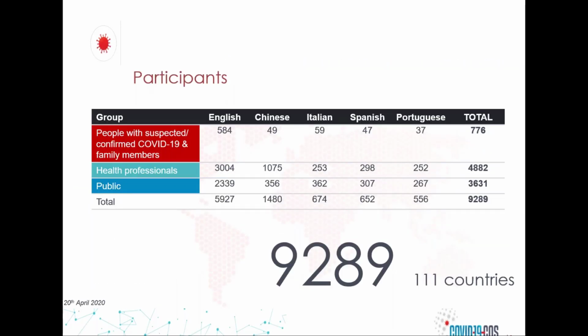So we can see that there's lots of variability and inconsistency in the outcomes that are reported. So this is a snapshot of the results from the International Delphi survey, where we included 776 people with suspected or confirmed COVID-19 and family members, 4,882 health professionals, and 3,631 members of the general public. And this survey was launched in 5 languages: English, Chinese, Italian, Spanish, and Portuguese.